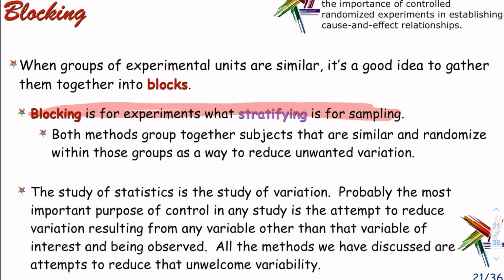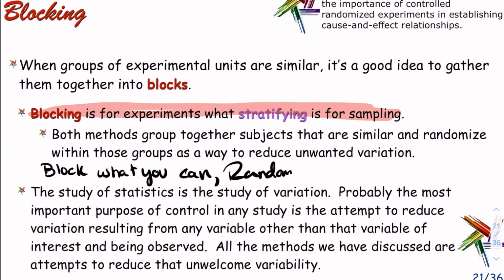variation. So oftentimes the phrase goes, block what you can, randomize what you cannot. The idea is that we try to control for as much variation as possible, and then we trust in randomization to shuffle things up enough for any unknown other variation that we are not accounting for and not what we're studying.